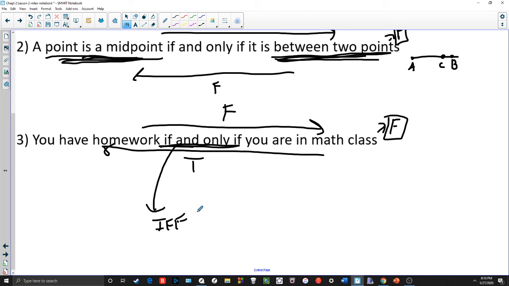If you just have a conditional statement, an if-then statement, you only need to check one way. But if it's biconditional, again, the word bi being two, you need to check both ways of the statement and make sure it works in both directions.